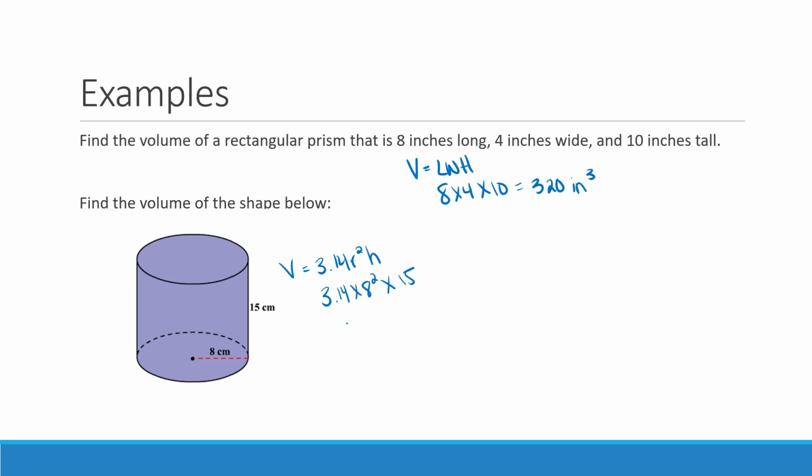Now your calculator can handle all of this at the same time, but if you wanted to take it one step at a time with the order of operations, 8 times 8 is going to give you 64. So now I would be doing 3.14 times 64 times 15, which is going to give me a volume of 3014.4, and this is going to be cubic centimeters.